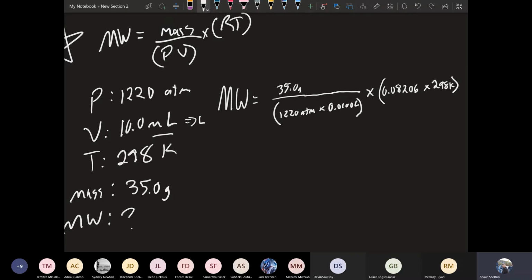In your calculator, I'm just going to tell you what I'm going to type in. Maybe I'll write it out here for you. In my calculator, I'll have 35.0 divided by 1220 times 0.01, multiplied by 0.08206 times 298, and then I'll hit enter. Type yours in your calculator the same way I have it there, and we should end up with the answer we're looking for.